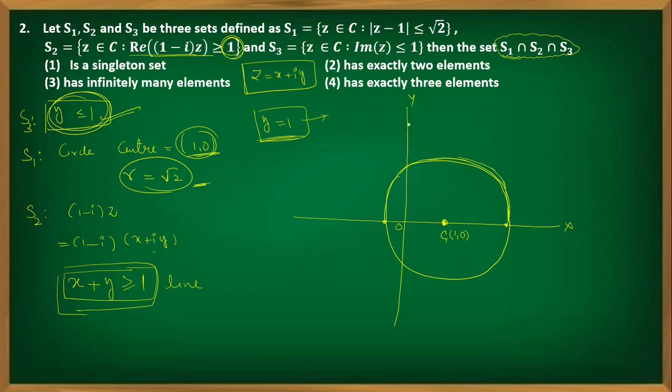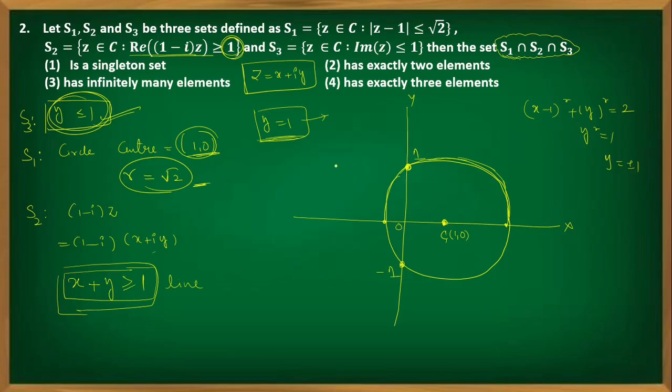So where is 1 here, outside of the circle or inside of the circle? How to know that? What is the equation of the circle? Center is 1 comma 0, therefore x minus 1 whole square plus y square is equal to root 2 square. Now where does it meet the y-axis? Simply substitute x equal to 0. Then you get y square equal to 2 minus 1, that is 1. So y is equal to plus or minus 1. So the circle meets the y-axis exactly at 1 and at minus 1.